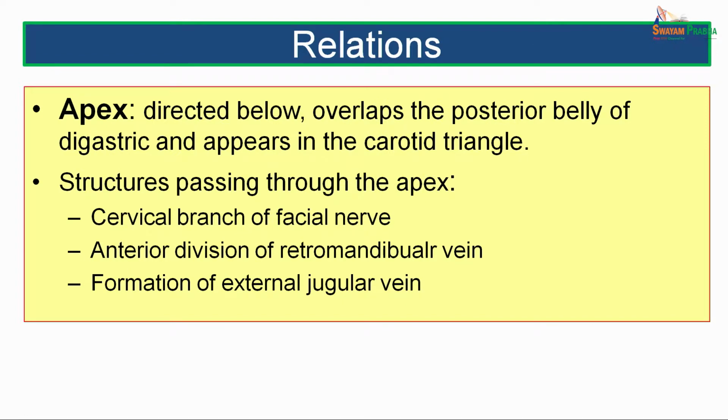We now go on to study the relations of the parotid gland. The apex is directed downwards and overlaps the posterior belly of digastric muscle and appears in the carotid triangle. Structures passing through the apex would be the cervical branch of the facial nerve, the anterior division of retromandibular vein, and the formation of the external jugular vein.